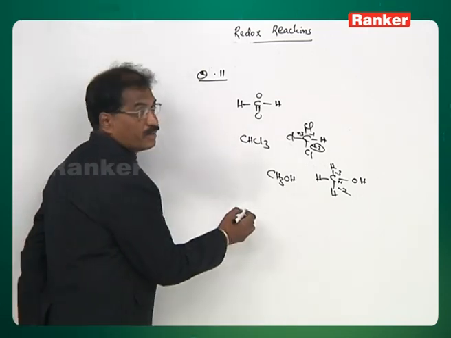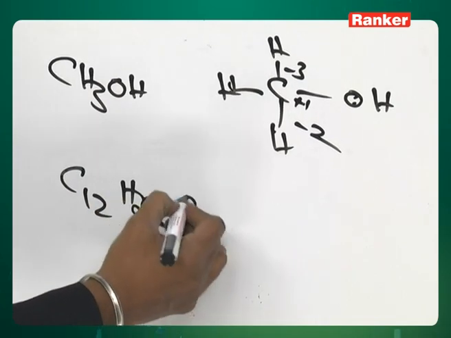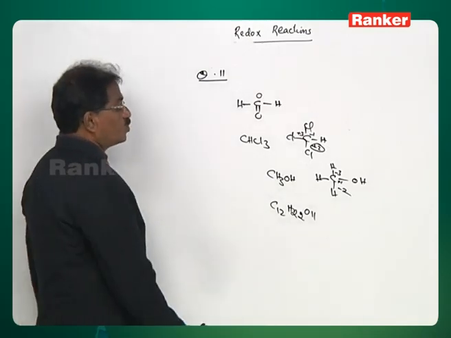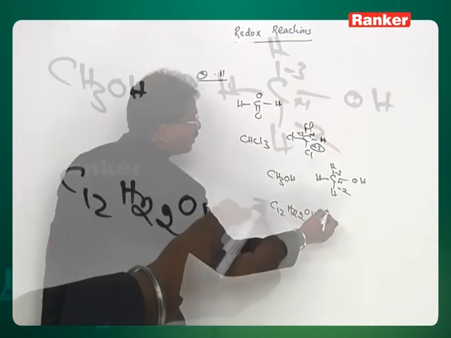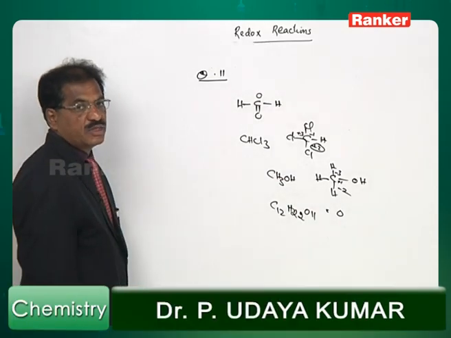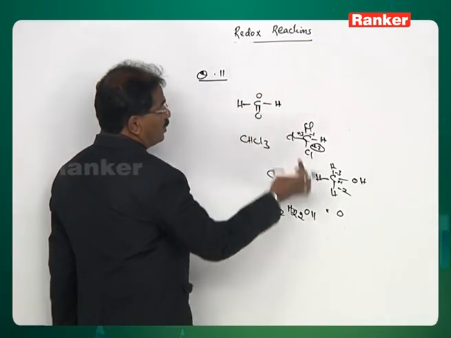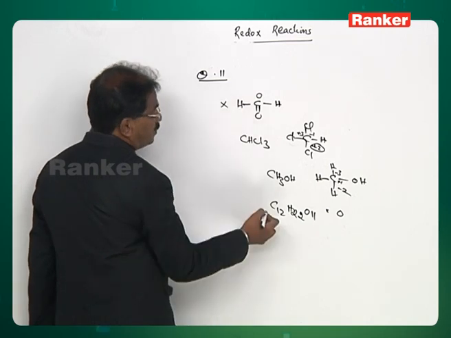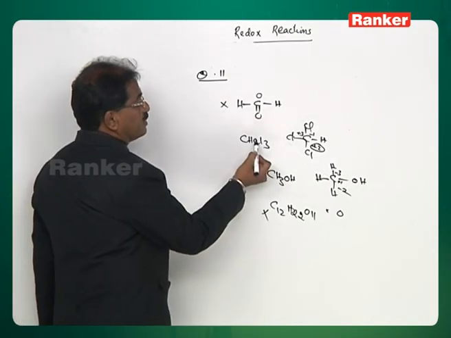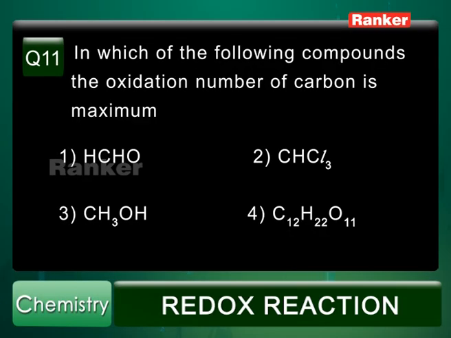Next, in the last option, they are given C12H22O11. In this sucrose, if we calculate the oxidation state of the carbon, we will get 0. Now we have to identify the option in which the oxidation state of the carbon is maximum. Here 0, here 0. Therefore, first option and last option wrong. Next, in the second option +2, in the third option -2. Therefore, second option is correct. So, answer is 2.